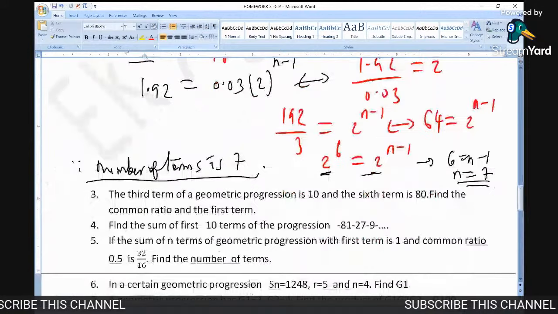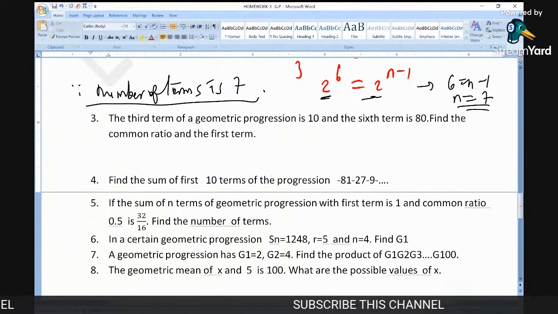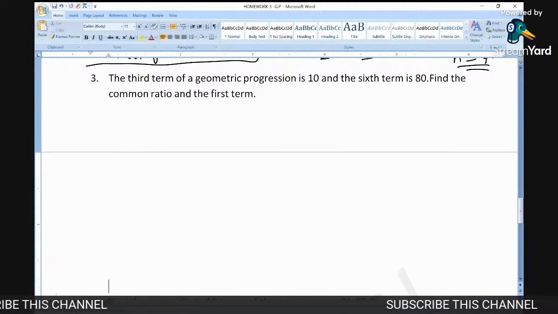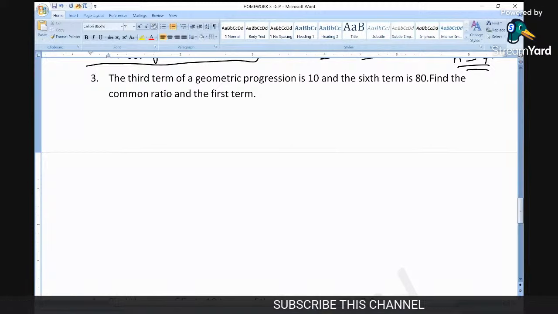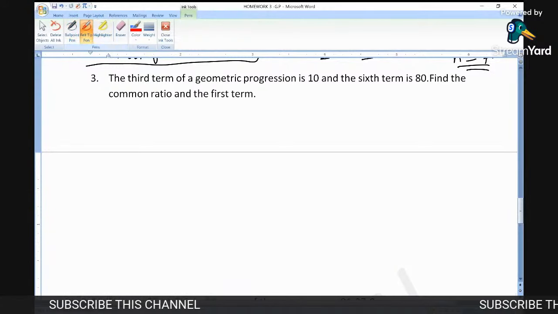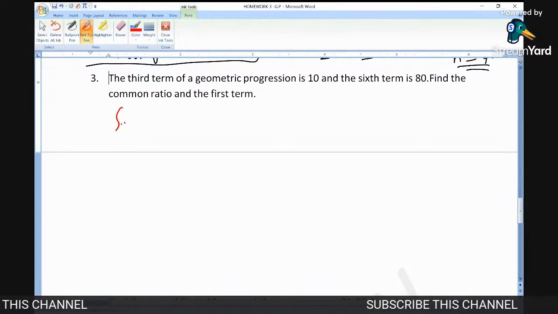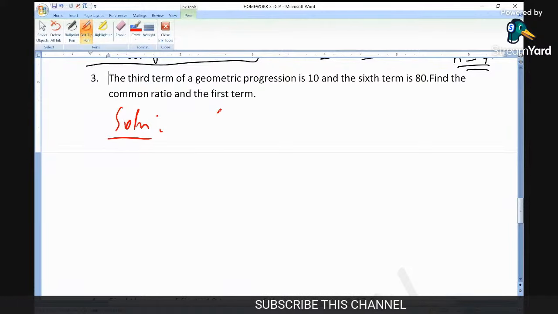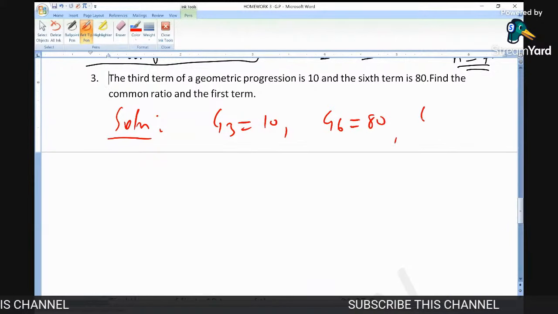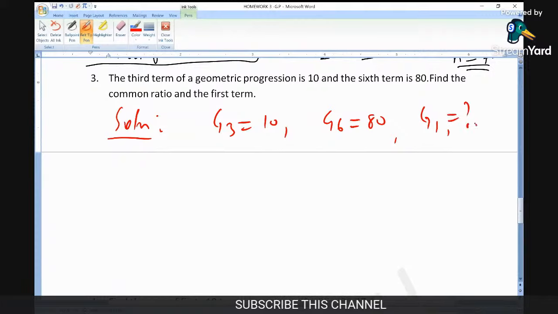Going to the next question. The next question says that the third term of a geometric progression is 10 and the sixth term is 80. Find the common ratio and the first term. So, solution. You were given G3 equals 10 and G6 equals 80. You're supposed to find G1 and the common ratio.